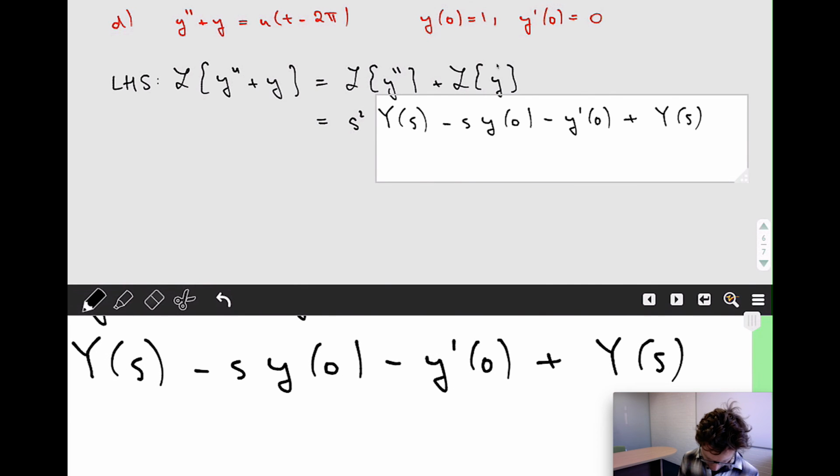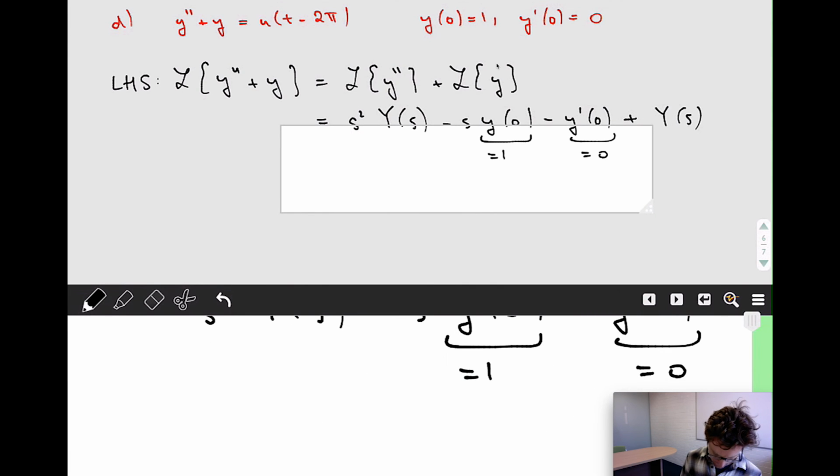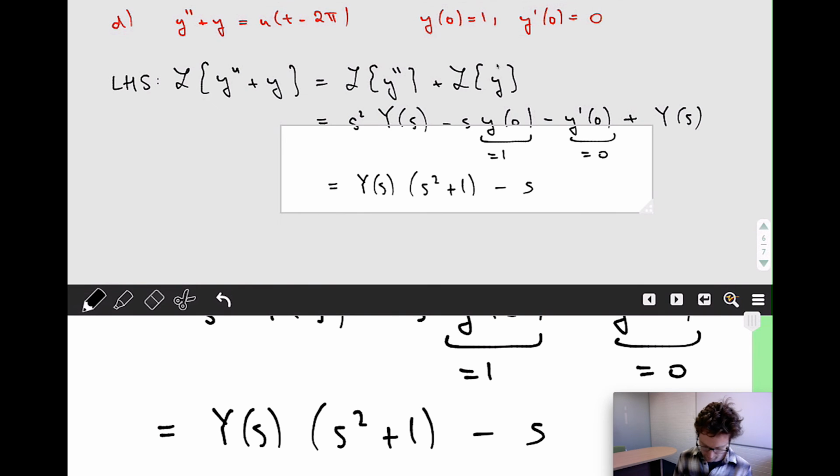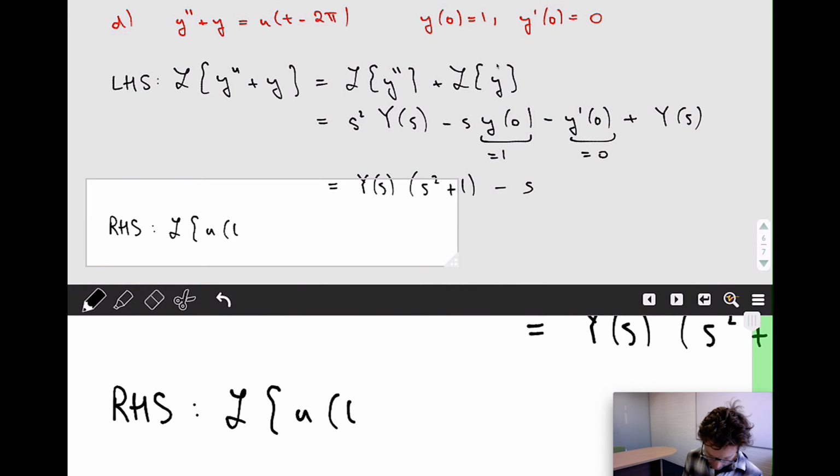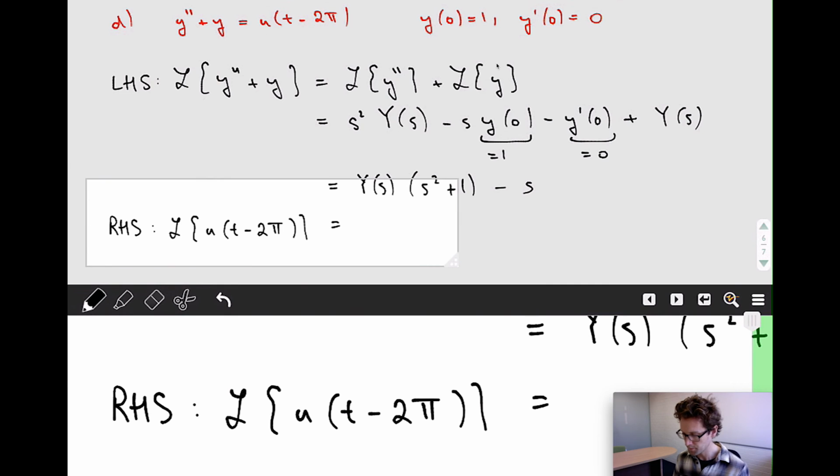I can use my initial conditions now, so y at 0 is equal to 1, y prime at 0 is equal to 0. I can pull out the common factor of Y of s, and that's what I'm left with. What about the right-hand side? I have the Laplace transform of u of t minus 2 pi. Well, that's one of our tabled Laplace transforms. That's just going to be e to the minus 2 pi s all over s.